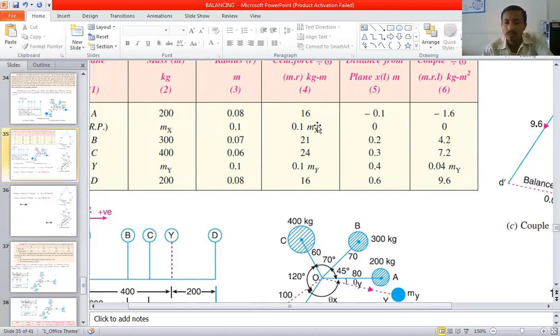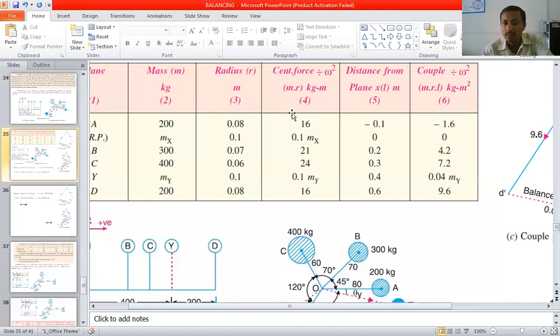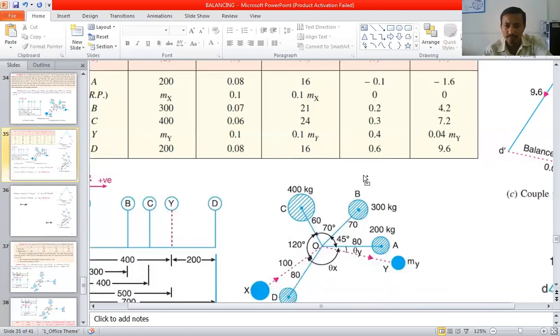See here, in this column these values are used to draw the force polygon, and these values are used to draw the couple polygon. In the force polygon there are two unknowns, and in the couple polygon there is only one unknown. So we first draw the one which has fewer unknowns. Normally, we draw the couple polygon first and then we draw the force polygon.